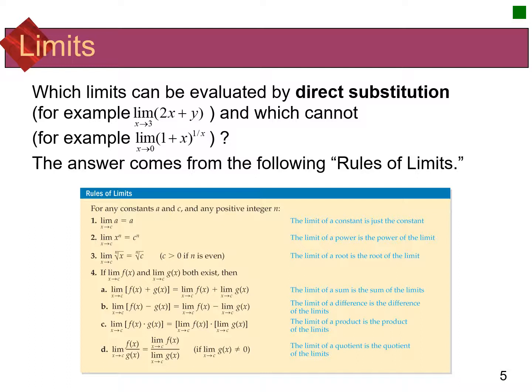But that's always the first thing I should do: put in the number that x is approaching, or whatever the variable is. A lot of times it is x, but it's not always. Then see what happens. If the answer is a number, I'm done. If not, I have to look at the situation and evaluate accordingly.